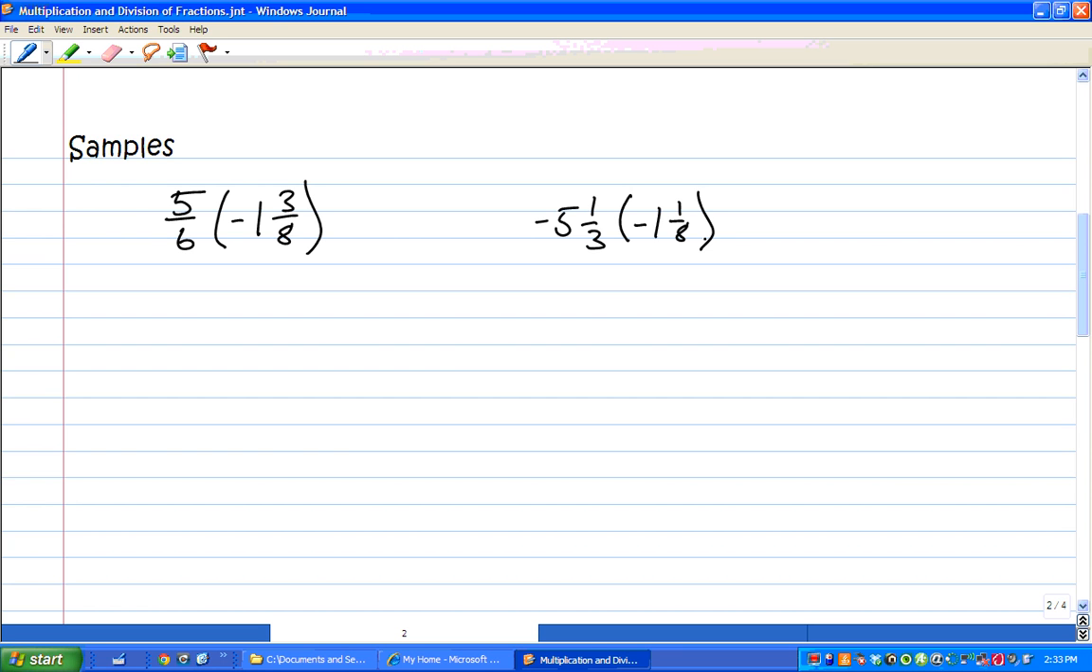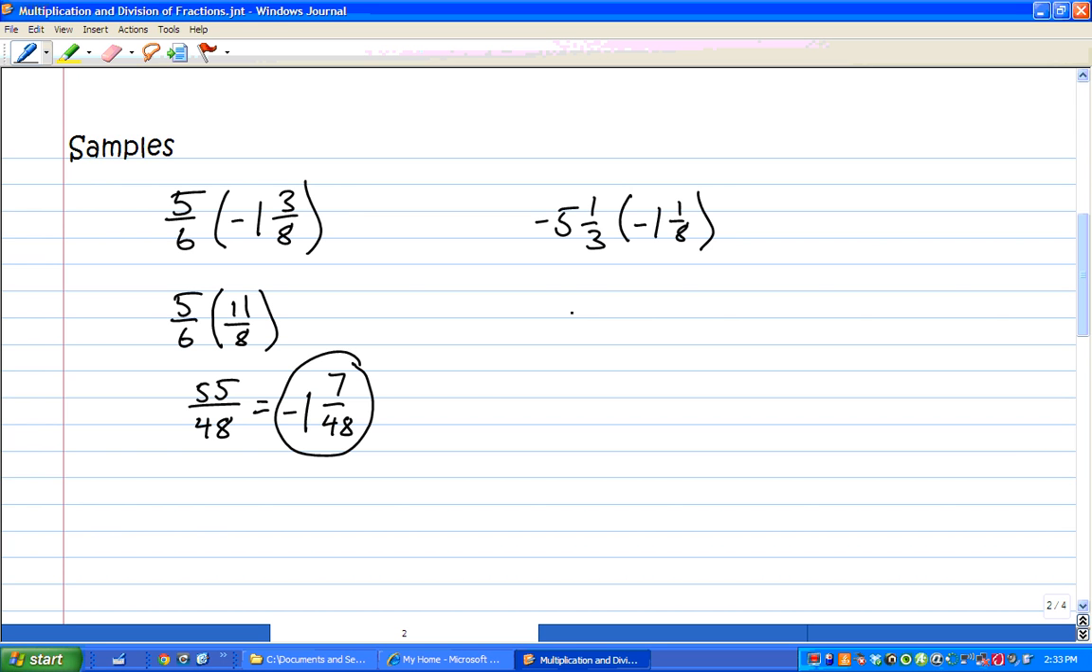So go ahead and pause the video and try and do these yourself, and then play it to see if you get it correct. All right, the first one, this becomes 5/6. Again, I'm going to ignore the sign here, times 11 over 8. There's no cross simplifying that I could do, so 5 times 11 is 55, over 6 times 8 is 48. This is 1 and 7 over 48. The signs are different, so my answer is negative.